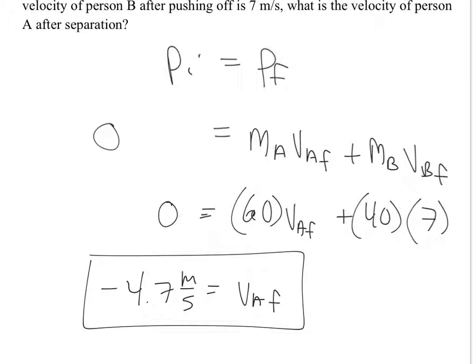Again, the velocity was less than 7 because the mass was more than 40. So this was Natalie right here, and this was Anthony right here. Natalie had less mass, more velocity, it was to the right. Anthony had a little more mass with less velocity, and it was to the left.